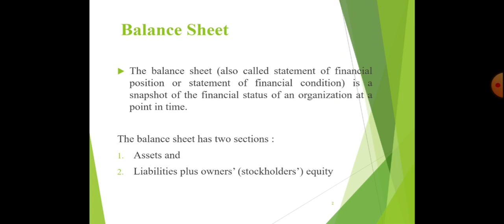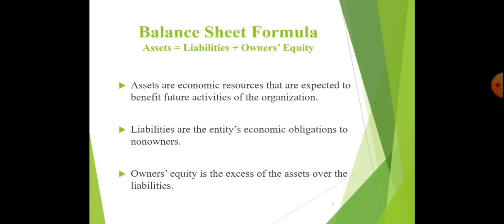The balance sheet has two sections. The first is assets, and the second is liabilities plus owner's or stockholders' equity. And then the balance sheet formula is assets equal liabilities plus owner's equity.